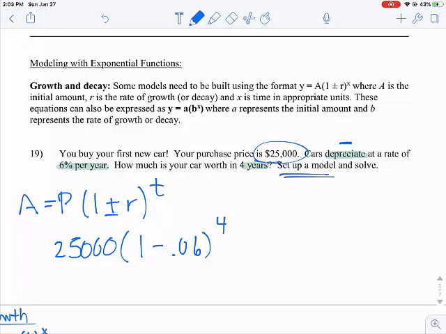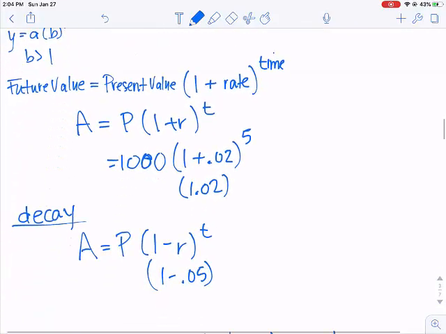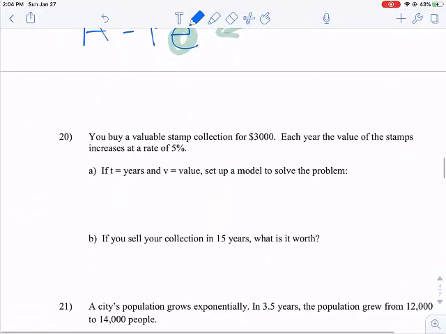So pause the video, whoever's in charge, and let everybody calculate that, and then resume the video so we can check with each other. All right, so in 4 years, the car's value is $19,518.72. You don't need the extra decimal places because it's money. Okay, go ahead, let's try the next one. And again, if somebody needs you to pause, please pause.